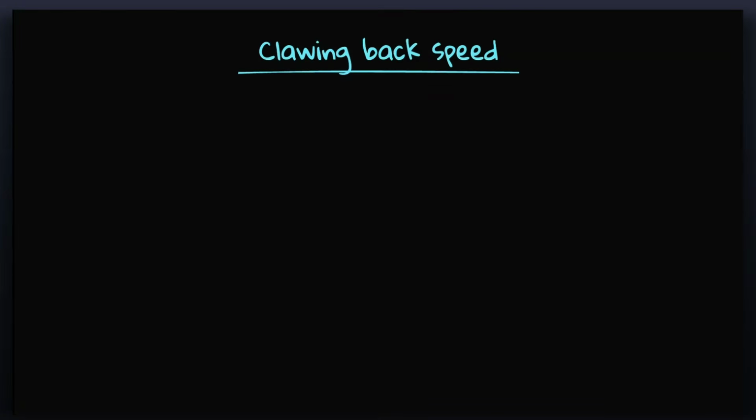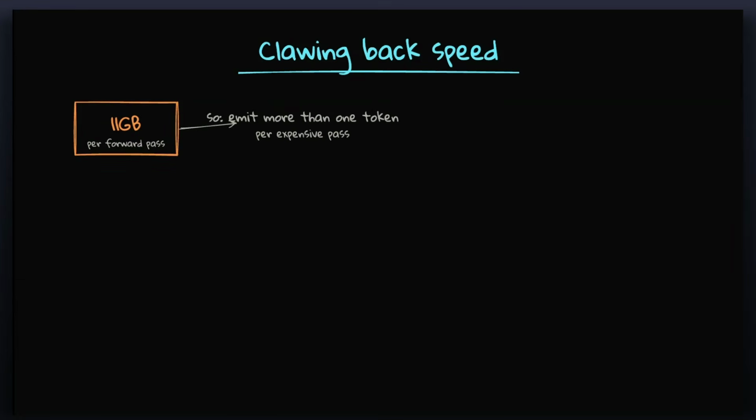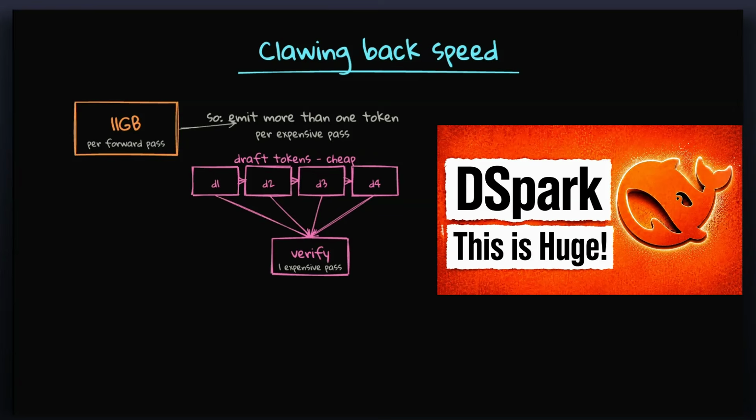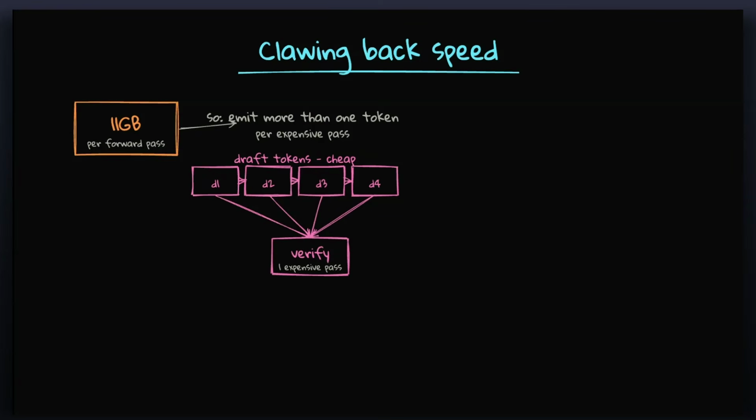Okay, so there are some other tricks as well, which can actually improve the generation speed. If every forward pass already costs 11 gigabytes of disk, the fix is to emit more than one token per pass. This is basically the idea of speculative decoding. We looked at it. It is a very interesting approach from DeepSeek, DSpark. I created a video on it recently, so I'll link to that. The idea is that you can draft several tokens cheaply, then verify all of them in one expensive pass.